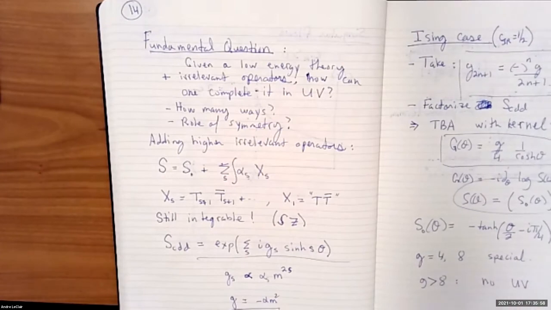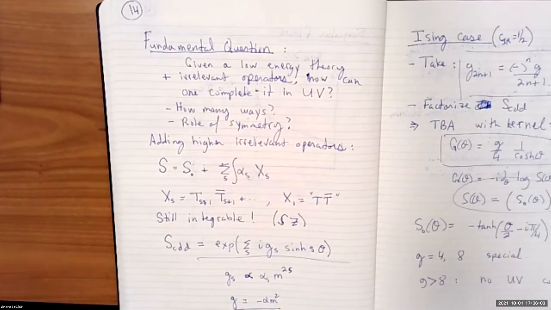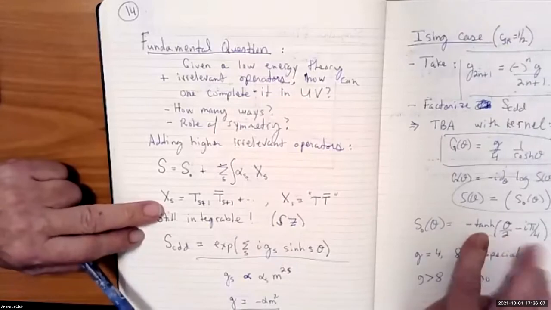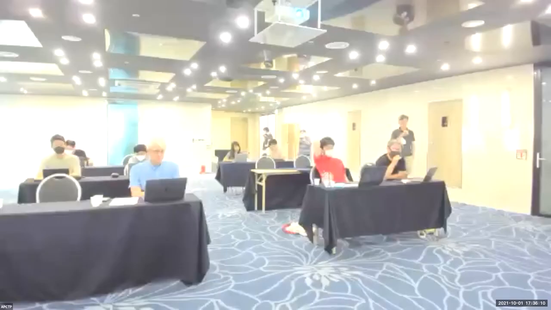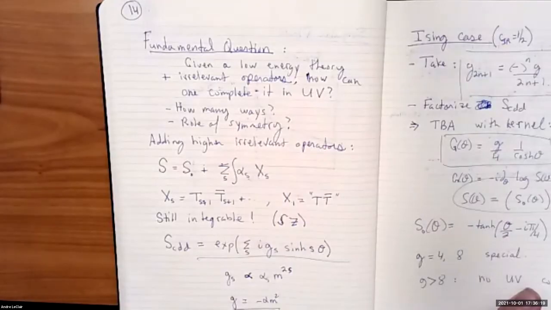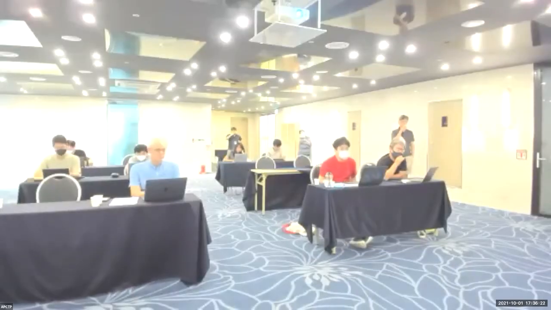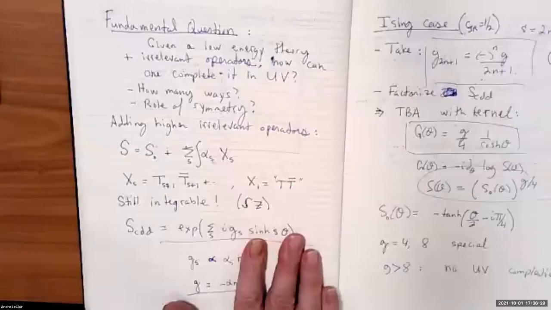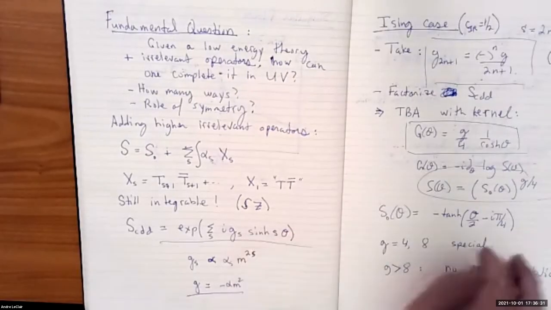Is it two copies of the first one? You still have one particle. The S matrix is different. It just happens to have two factors. It's not two copies, but the S matrix itself is the square of this S0 when G=8. Wait, say that again? Yes, if G=8, the S matrix is the square of S0.